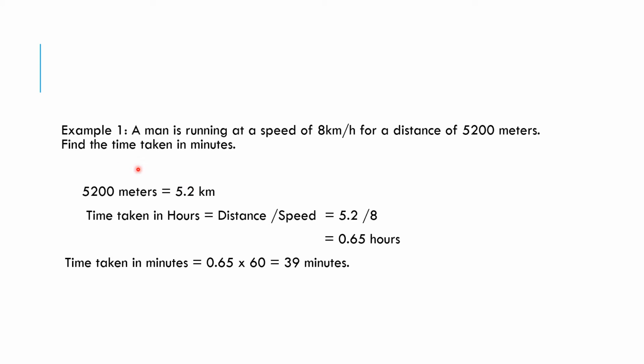Okay, let's have a look at some of the examples. A man is running at a speed of 8 km per hour for a distance of 5200 meters. Find the time taken in minutes. Now let's convert meters into kilometers. 5200 meters is 5.2 kilometers. Time taken in hours is distance over speed. So that is 5.2 over 8. That is 0.65 hours. Now the time taken in minutes is 0.65 into 60, that is 39 minutes. So the time taken in minutes for a man running at a speed of 8 km per hour for a distance of 5200 meters is 39 minutes.